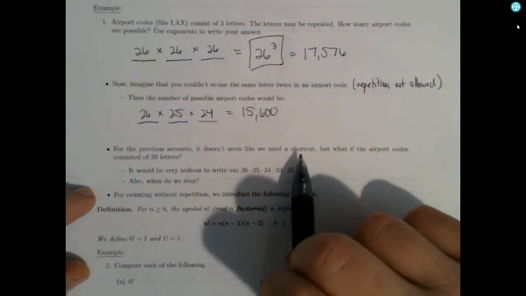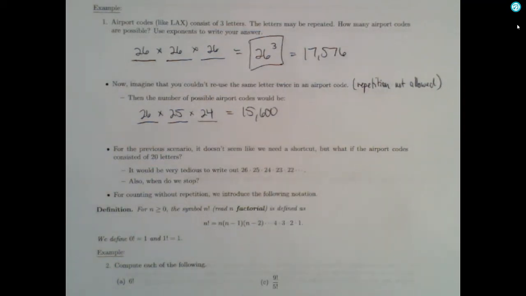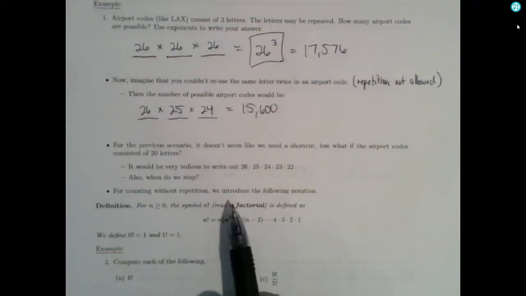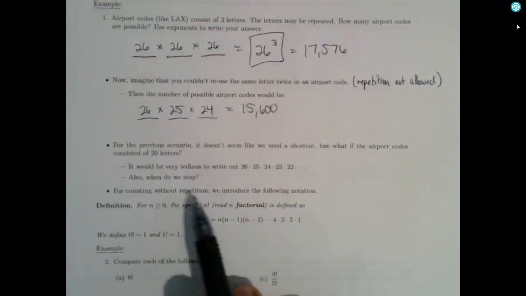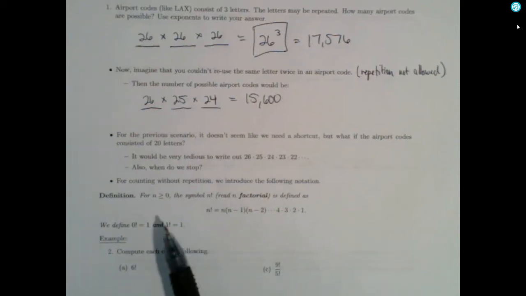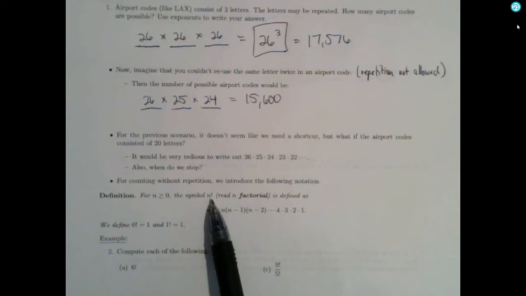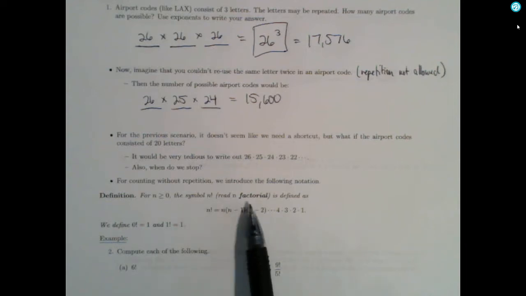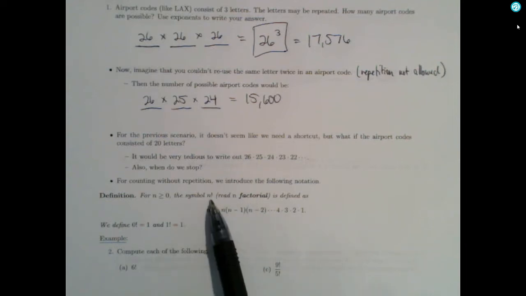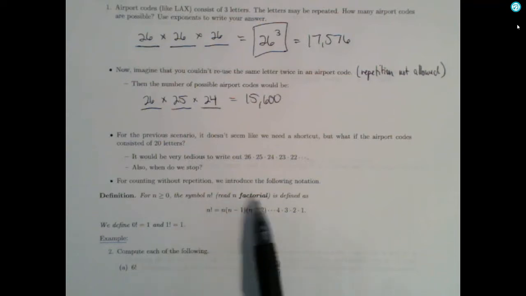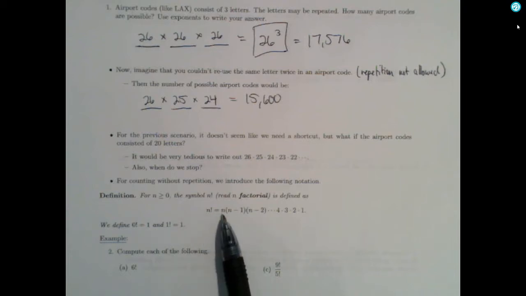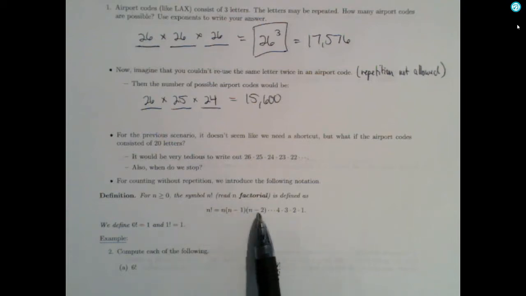So we're going to write out a shortcut way to think about this. For counting with repetition and counting without repetition, we introduce the following notation. The symbol n with that little exclamation point, we read that n factorial. So that exclamation point is really a factorial. So n factorial is defined as follows. N factorial is n times n minus 1 times n minus 2 and so forth all the way down to 1.